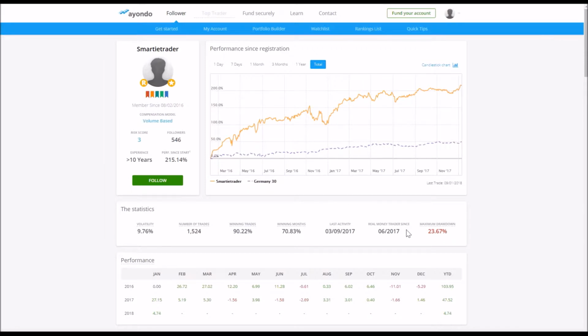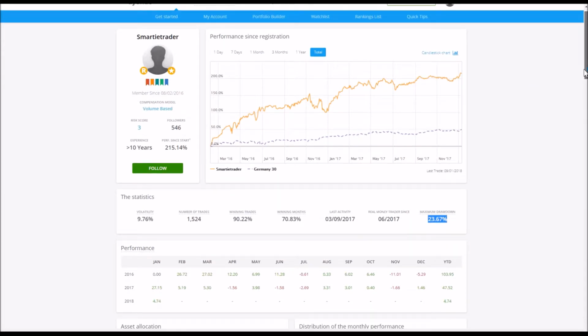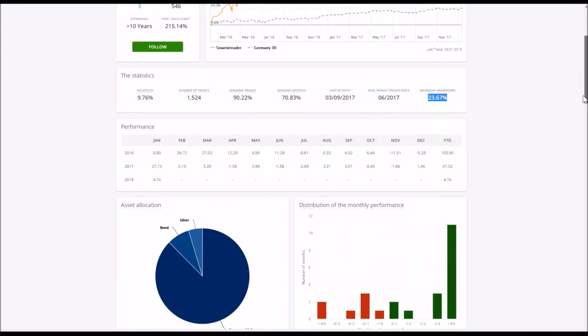Then we have the next important thing, the drawdown figure. We picked up on that. It's quite high, but then I suppose the returns, although most of it's on demo, have been pretty high as well. Then we have the monthly breakdown.